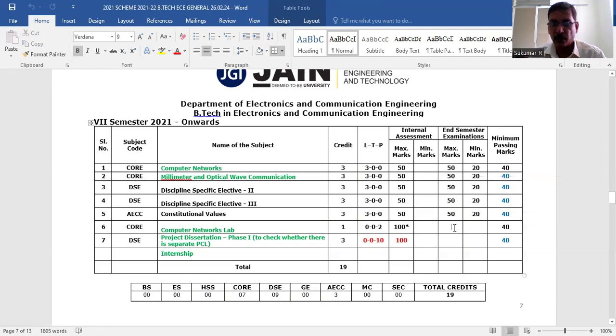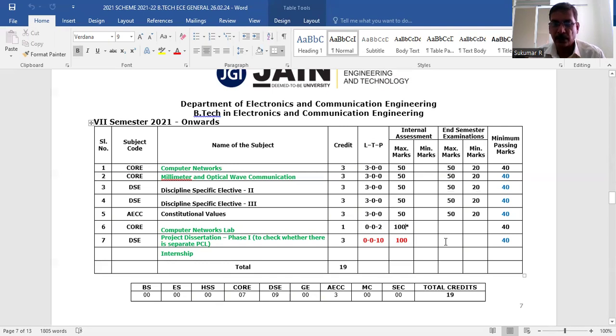Here, the 7th semester computer networks lab is the continuous assessment, which is assessed every week during the regular practical class. So there will be no separate end semester examination for that. During the practical class itself, they will conduct one mid-semester examination, and in the last practical class, they'll conduct one final examination that will also be accounted for this 100 marks. So that is how this practical course has been designed.